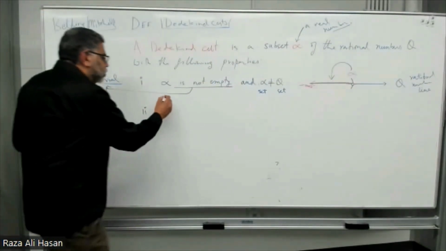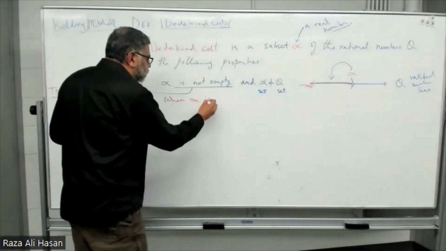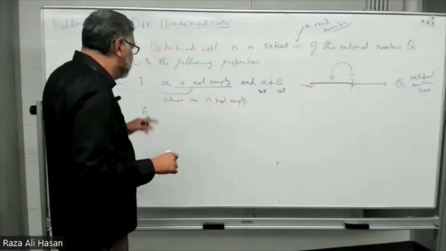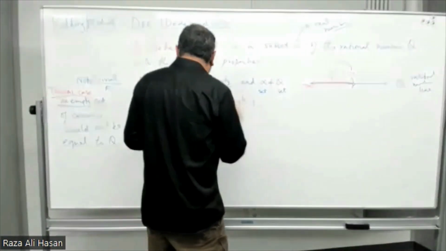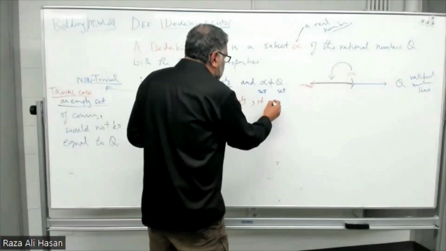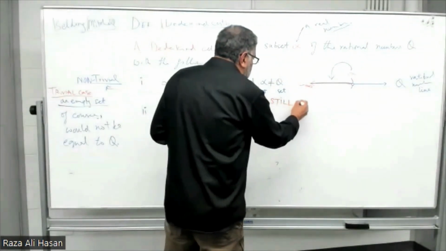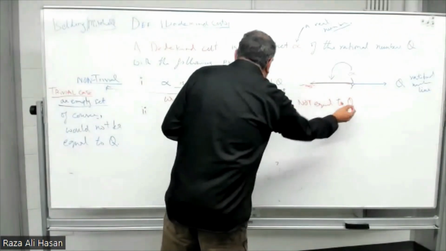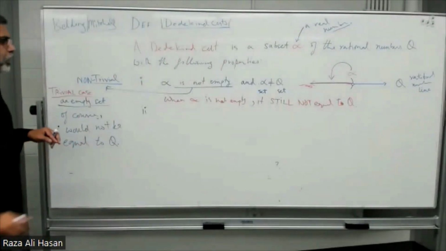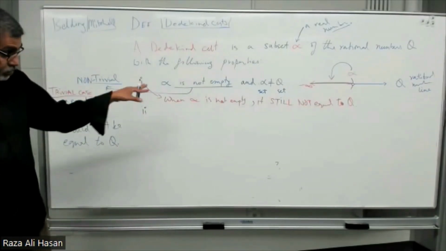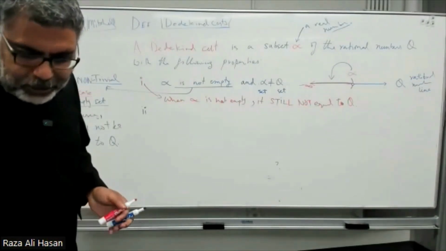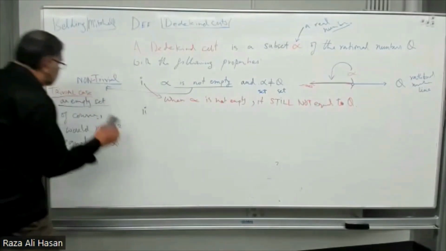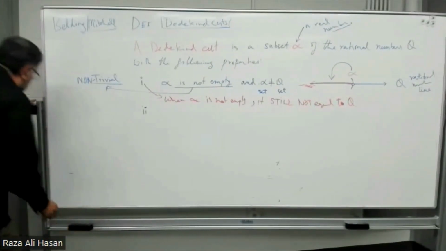So when alpha is not empty, this is the kind of reasoning that's going on behind the scenes. When alpha is not empty, it is still not equal to Q. This is what number one makes sure. This condition is the important one here. All right, so this was non-trivial. This one we've already seen.